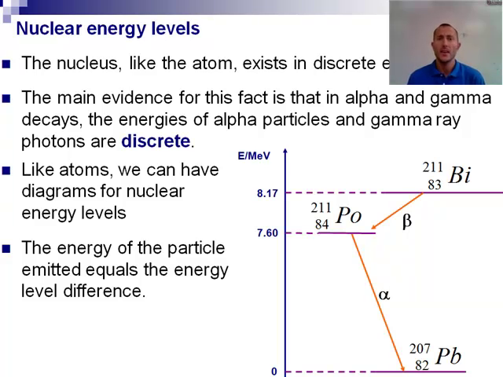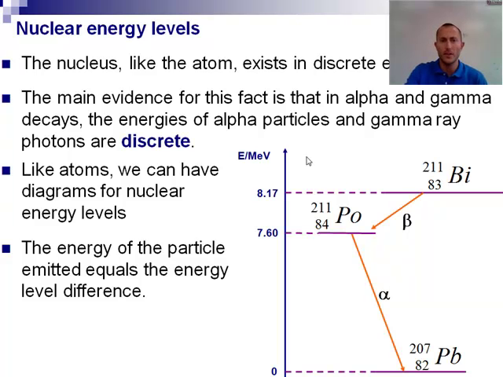And the reason for this is that as we look at those particles or emissions, the alpha particles and the gamma rays, the gamma photons that are emitted, they have discrete amounts of energy. There's not a broad range of energies of alpha particles. There's not a broad range of energies of photons that are emitted in gamma decay. They have very discrete amounts. And so we can actually diagram, similar to our diagrams for electron energy levels, we can create diagrams for nuclear energy levels based on these different decays.